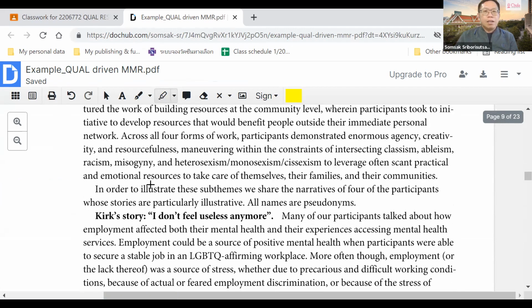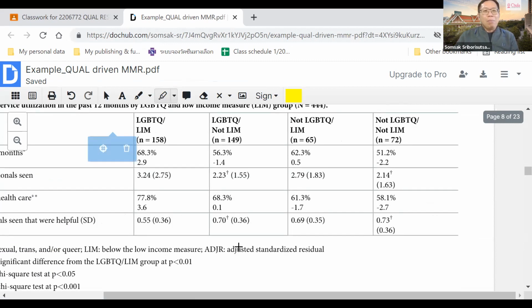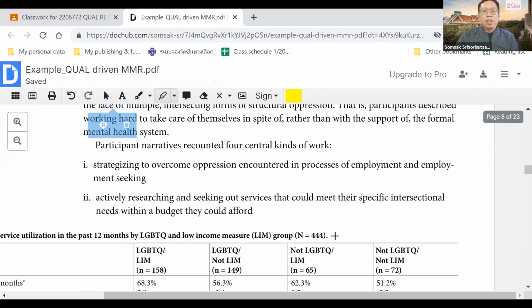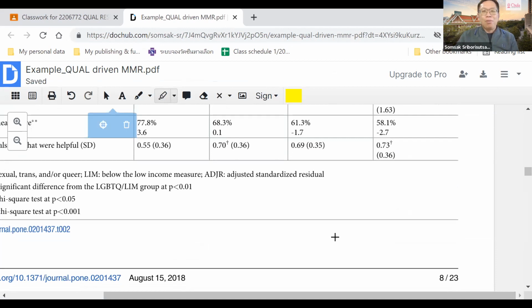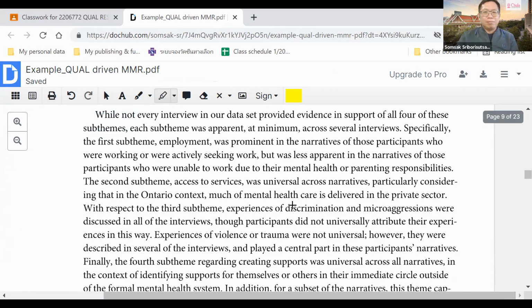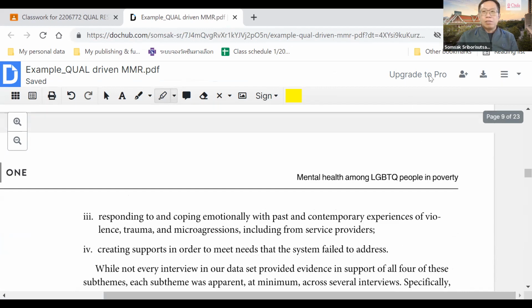And how about now, Vincent, your turn. How about the qualitative findings? It's very hard to represent the result, right? How did they represent the qualitative findings? And Vince and Pupik, you can help Vincent as well.